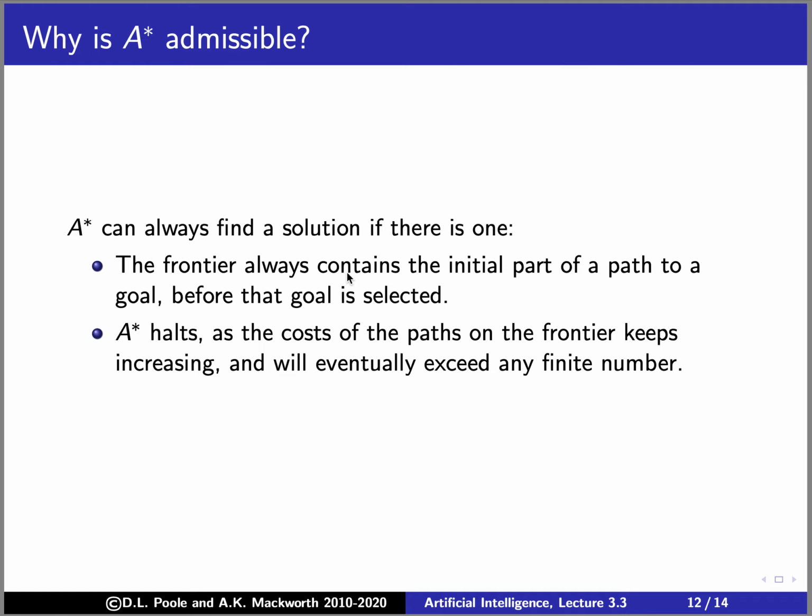So we're always adding a non-negative number to the cost, and so the cost must also be increasing. And the cost will eventually exceed any finite number. So no matter what the cost of the goal is, the costs on the path will eventually exceed that. And that's all we need to show this.